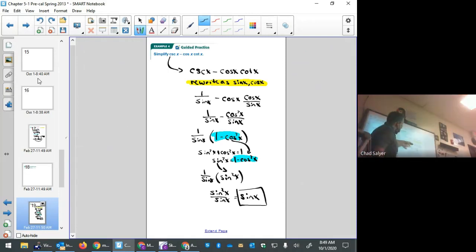So I started out by rewriting it in terms of sine or cosine. It just helps me see the relationships. And then I saw that both of these terms have sine x as a denominator. So I factored out 1 over sine of x, which left me 1 minus cosine squared x. And then I applied this alteration of the Pythagorean identity to get to the next to last step. And then I canceled out 1 power of sine of x to get to the final step.